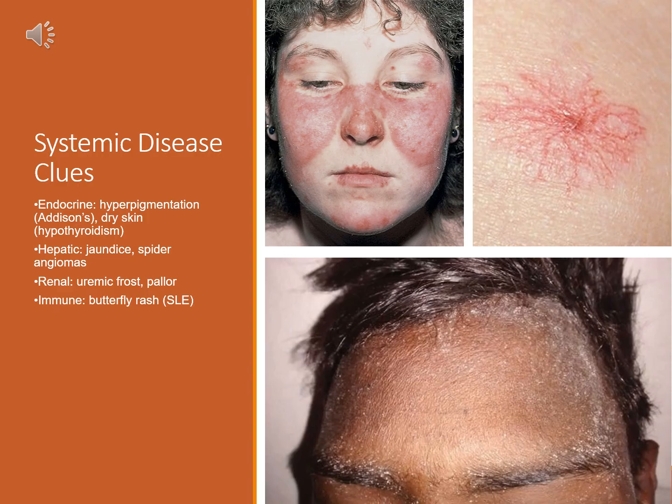For our hepatic or liver disorders, this would be patients that may have jaundice or angiomas. So that little top right corner is a spider angioma. This is due to clotting disorders. Bruising, pruritus, those kinds of things can be related to the liver disease and hepatic disorders.